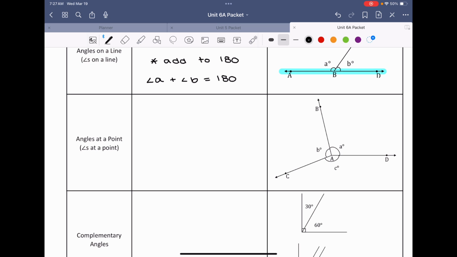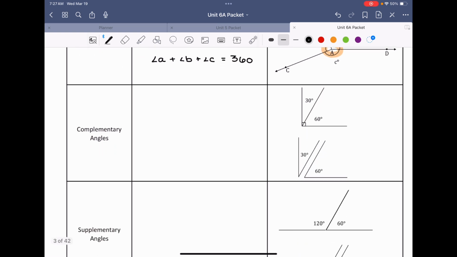Next one we're going to look at are angles at a point. Angles at a point are going to form a circle. And since they form a circle, there are 360 degrees in a circle, so that means they add to 360 degrees. So if we take a look and use our highlighter, they're creating a circle around a point. So all three of these angles, angle A, angle B, and angle C, when I add them together, they're going to total 360 degrees.